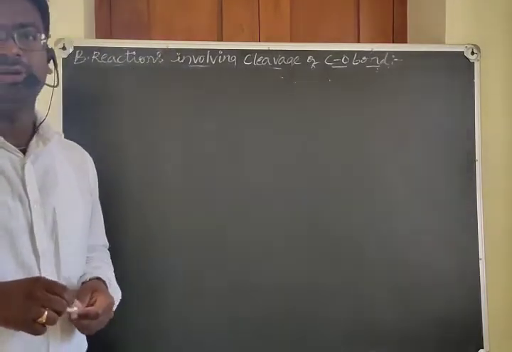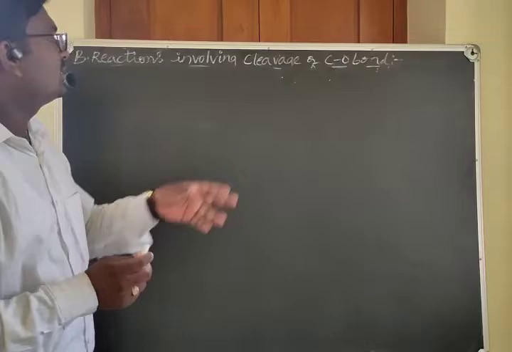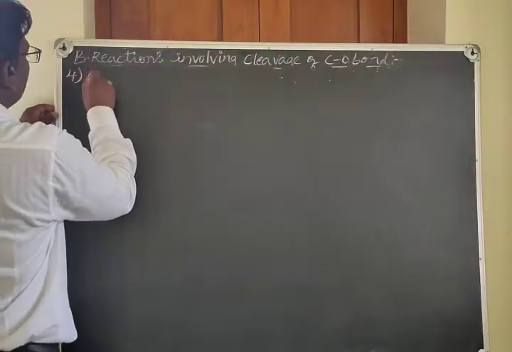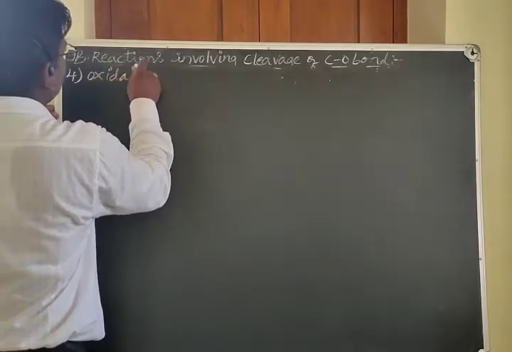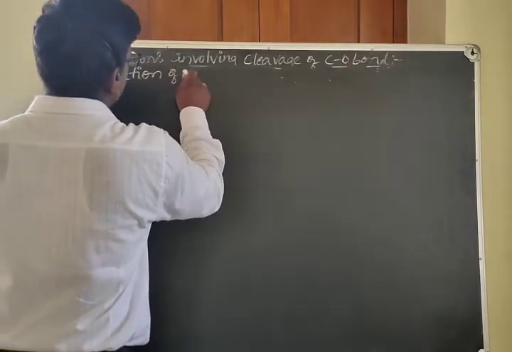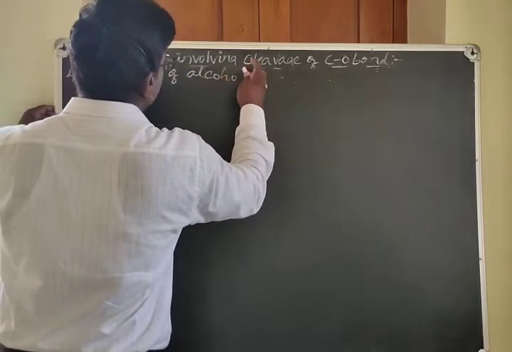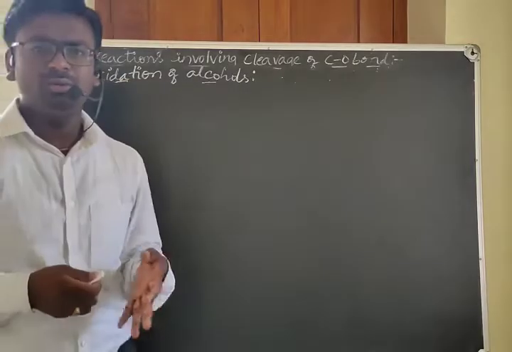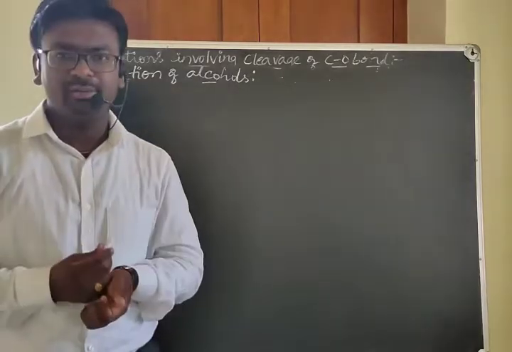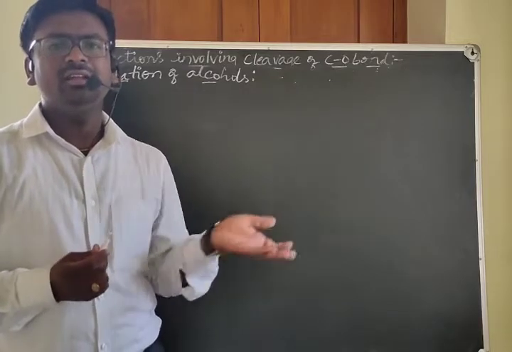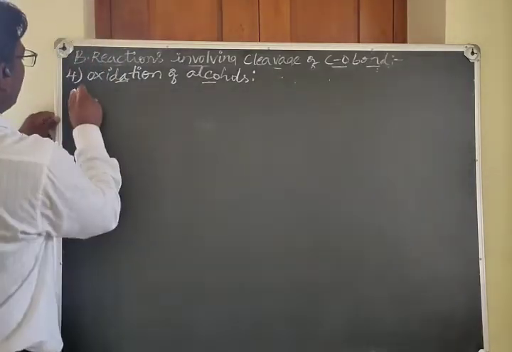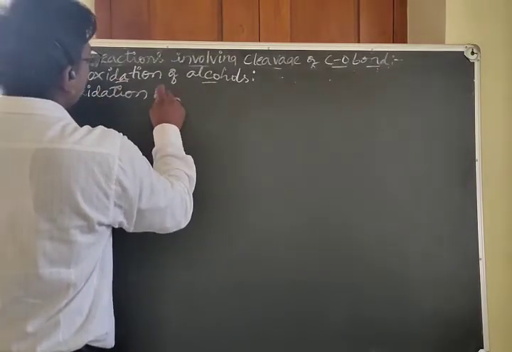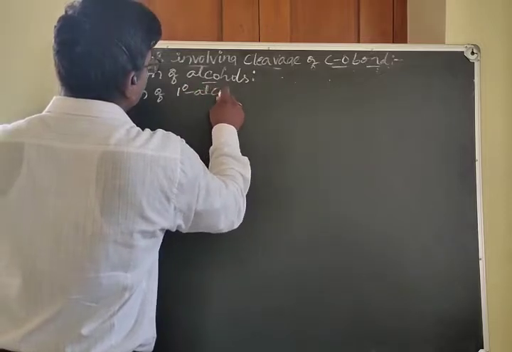Now we shall discuss the fourth type of reactions, which involves the cleavage of the C-O bond. Okay, that is oxidation of alcohols. Here we have to again discuss the oxidation of primary alcohols, secondary alcohols and tertiary alcohols. Let us discuss the oxidation of primary alcohols.